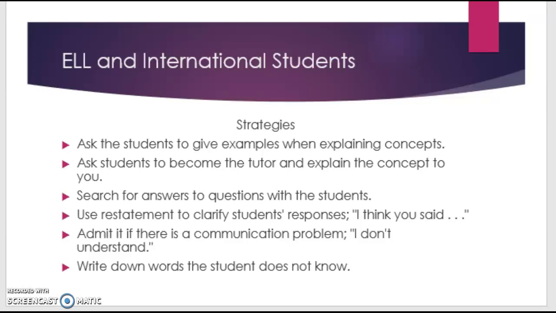Are any of these strategies new to you? Do you think that some of them will be challenging to use, and if so, why? What do you already do in your sessions, and how do you know that it works?